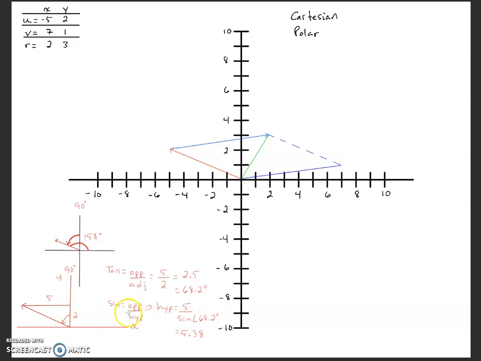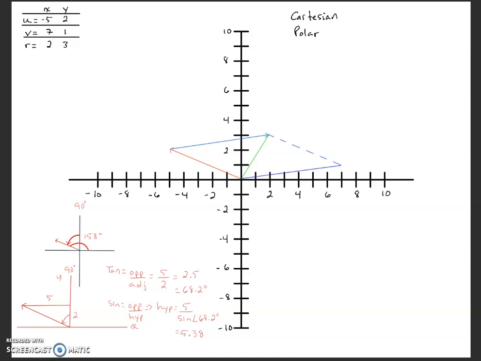So the sine, opposite over hypotenuse. What we want to solve for now is the actual magnitude of the vector itself. What is the hypotenuse here? We'll just switch everything around. The hypotenuse is 5 over the sine of 68.2, is what I got here. And we have 5.38. So we know that this magnitude is 5.38.